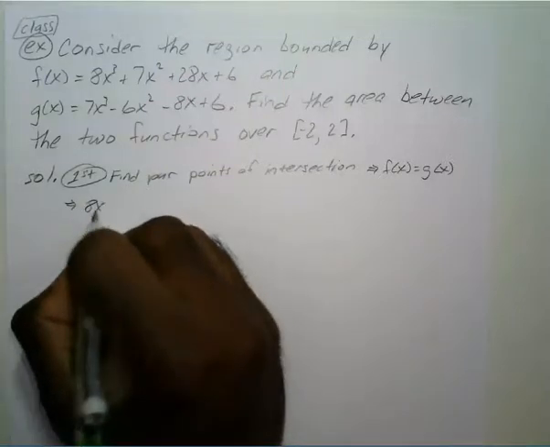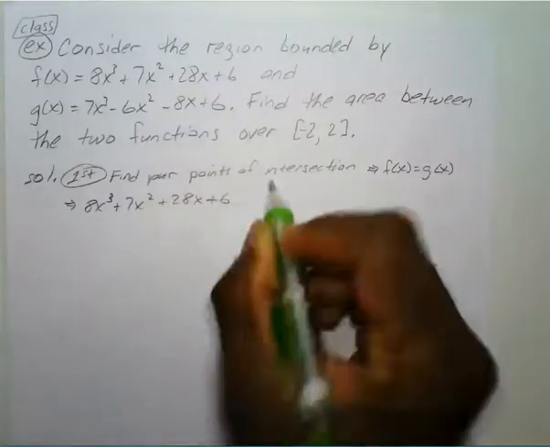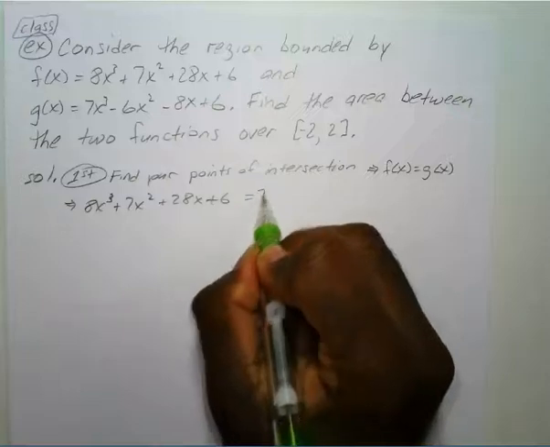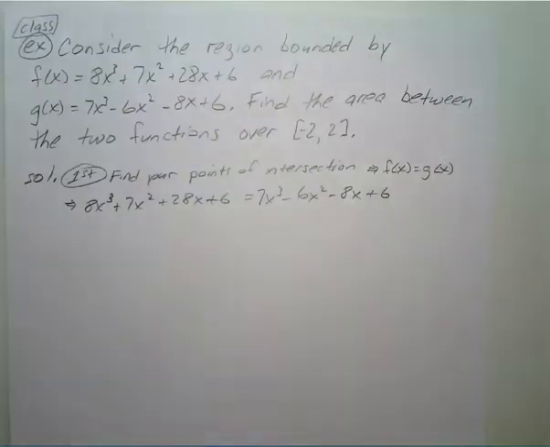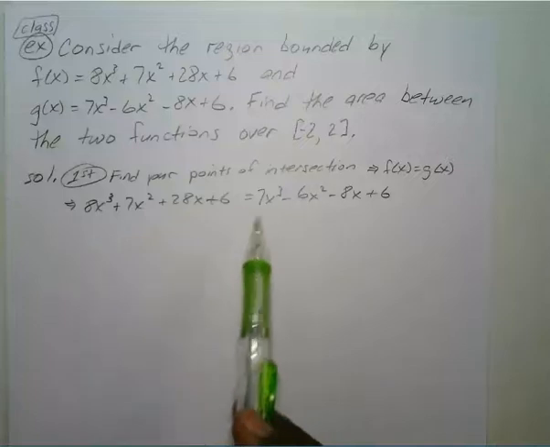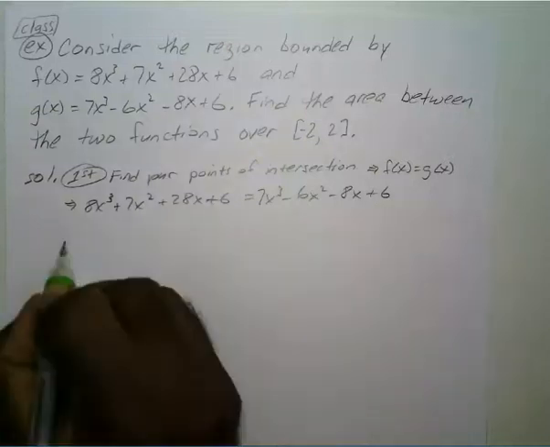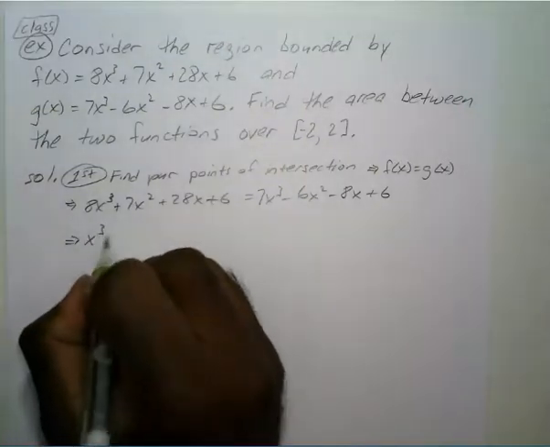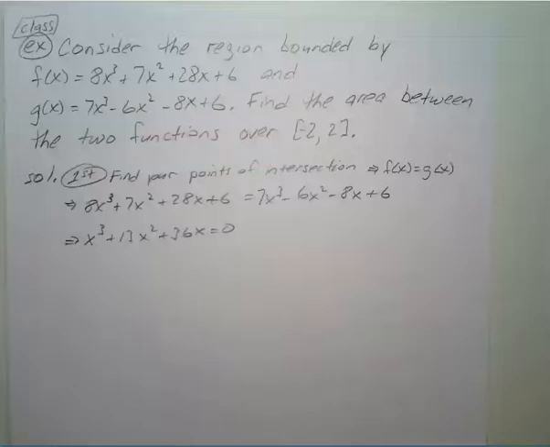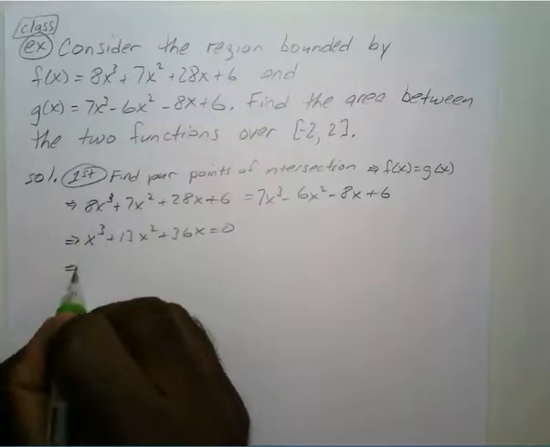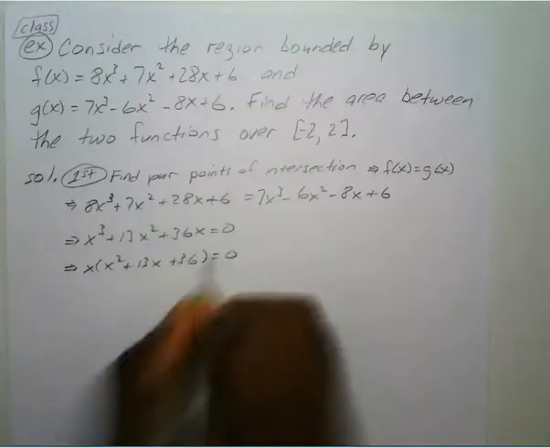So that gives you 8x to the third plus 7x squared plus 28x plus 6 is equal to 7x to the third minus 6x squared minus 8x plus 6. Once we get done subtracting 7x to the third and adding 6x squared and adding 8x and subtracting 6, we will end up with x to the third plus 13x squared plus 36x equals 0. From there, we're going to factor an x out of each of those. We have x times x squared plus 13x plus 36 is equal to 0.